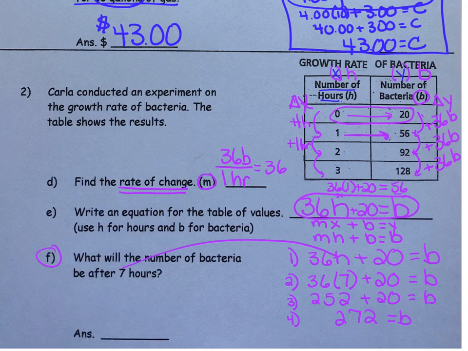You should have gotten an answer of 272 bacteria. So this means in 7 hours, there will be 272 bacteria present. Your answer is 272. This concludes this video.